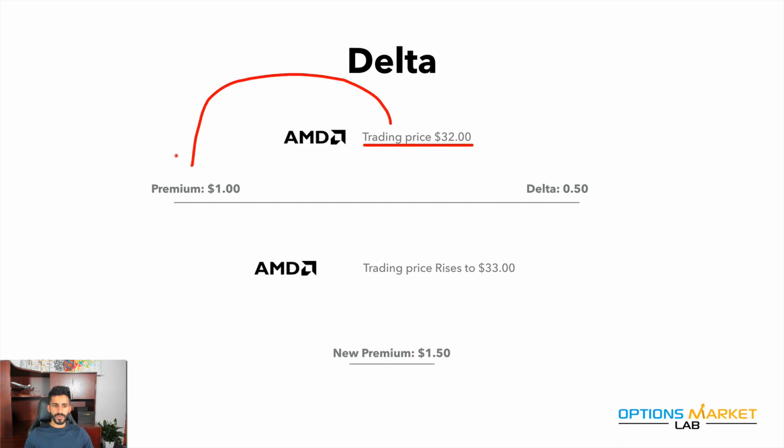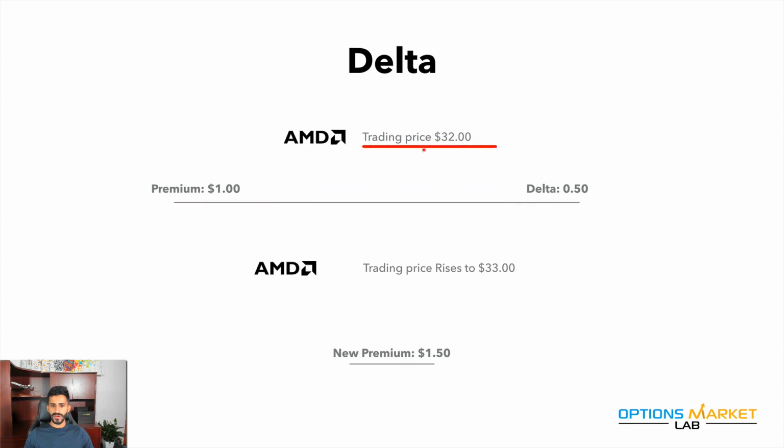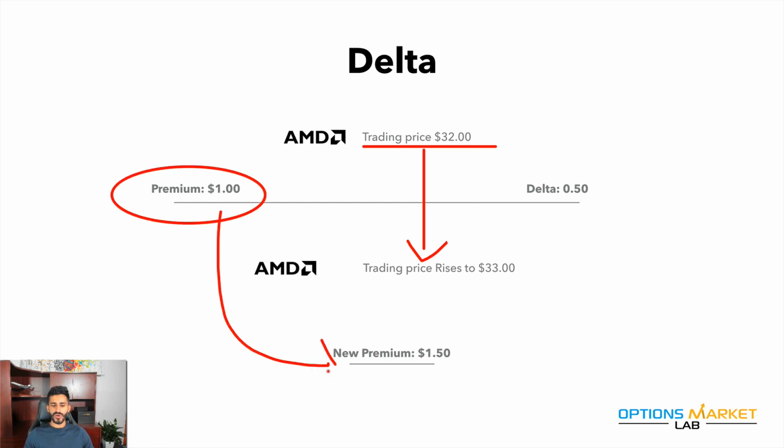Right now, the premium of AMD is $1. If the premium is $1, we can now see what the delta is. The delta is 50 cents. So what this means is if AMD goes up $1, the delta will be added to the premium, meaning the premium will go up 50 cents. So for example, AMD goes to $33. Since AMD goes to $33, our premium is now $1.50 because the delta was 50 cents.